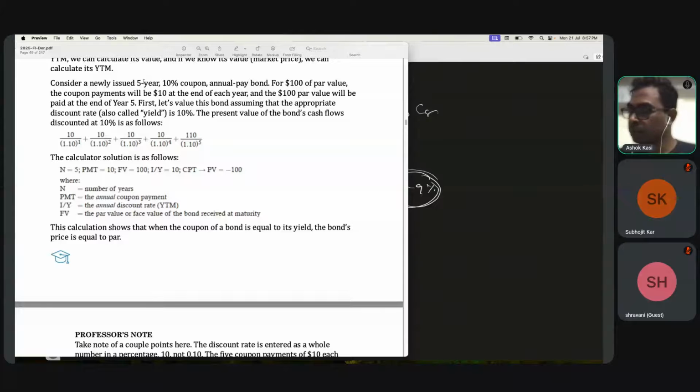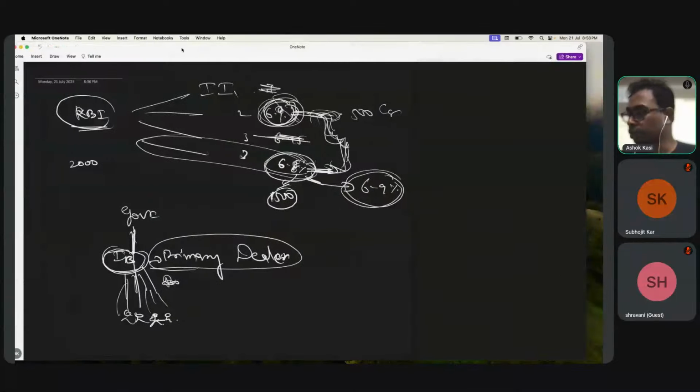See, a 5-year 10% coupon annual pay bond for $100 of par value. The coupon will be paying 10%, because 10% of 100 is 10. So I'll write it down here.